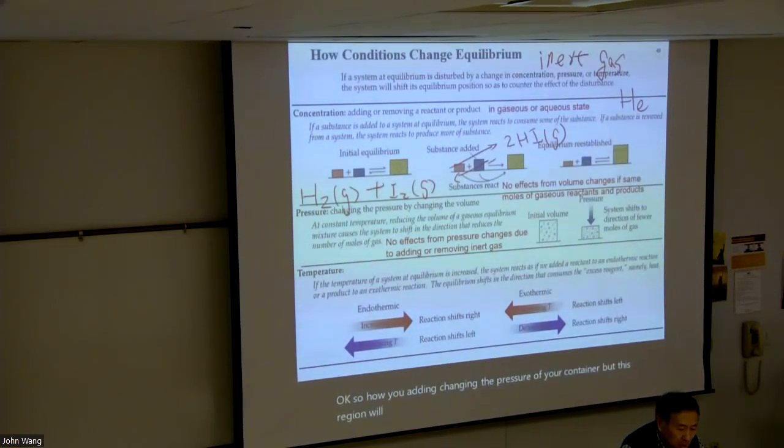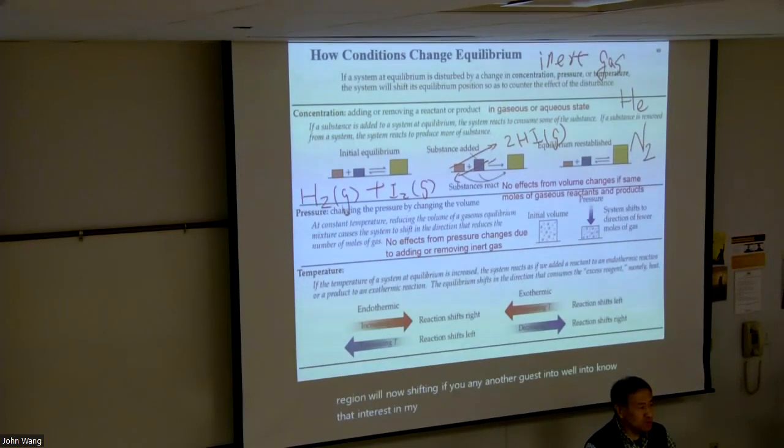If you add another gas, it is also okay. You don't have to worry about it, since it is not a reactant and not a product. So adding any inert gas changes the pressure of your container, but your chemical equilibrium will not change. So that's one way: if you want to change the pressure, you can add an inert gas.